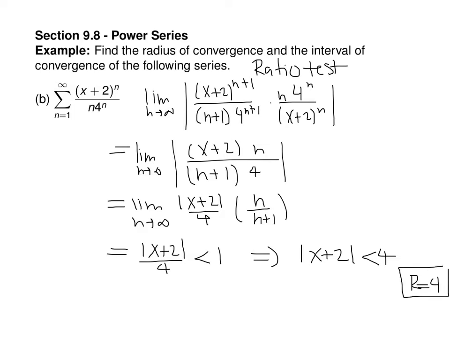And if the absolute value of x plus 2 is less than 4, that implies that -4 is less than x plus 2, which is less than 4, or that -6 is less than x, which is less than 2. So we also need to test x equals -6 and x equals 2. So if we insert x equals -6, that gives us a sum from 1 to infinity. -6 plus 2 is -4, so (-4) to the n over n times 4 to the n.